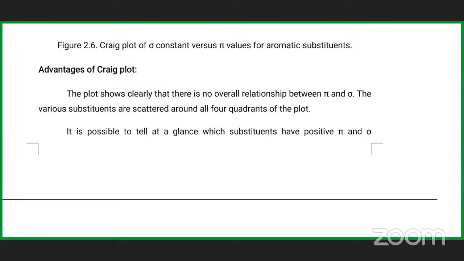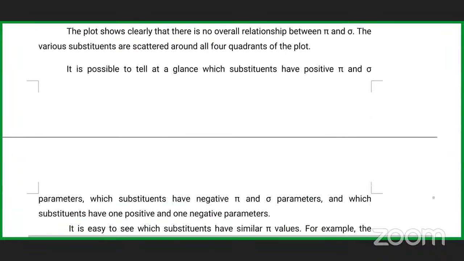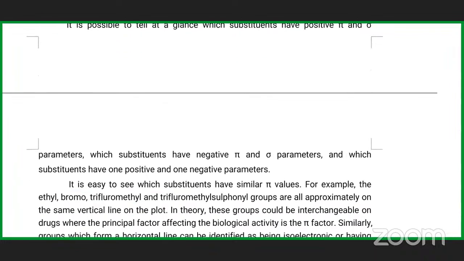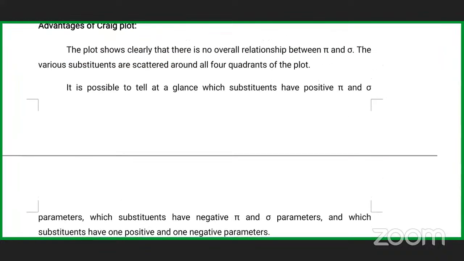And it is possible to tell at a glance which substituents have positive sigma and positive pi parameters, which substituents have negative pi and negative sigma parameters, and which substituents have one positive and one negative parameter. Right, so this is the advantage. Here it provides the values for the positive and negative sigma and pi values.